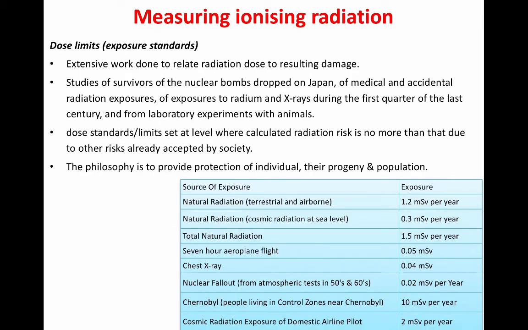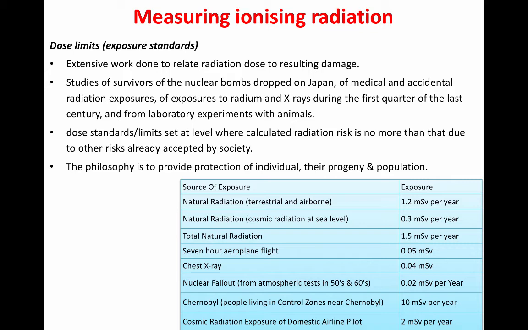There's been extensive work done in an attempt to relate radiation dose to resulting damage. Studies have been carried out of the survivors of the nuclear bombs dropped on Japan, of medical and accidental radiation exposures, and of exposures to radium and X-rays during the first quarter of the last century, and from laboratory experiments with animals. Using these studies as the basis, dose standards or limits have been set at a level where the calculated radiation risk is no more than that due to other risks already accepted by society. The philosophy behind the dose limits is to provide protection to the individual, their progeny, immediate generation and those after, and the population as a whole.